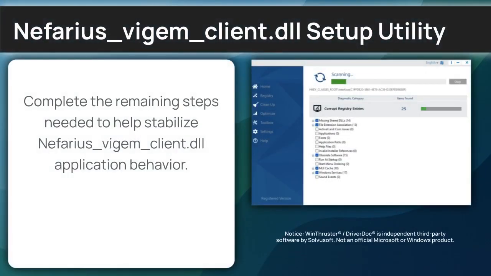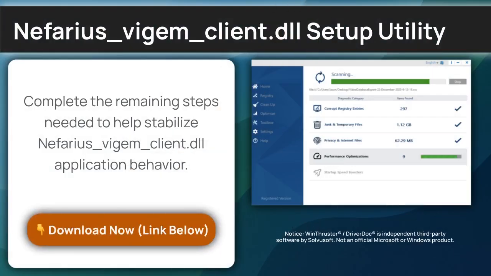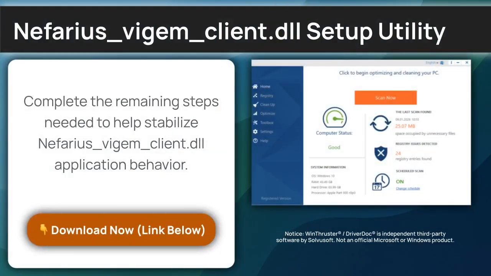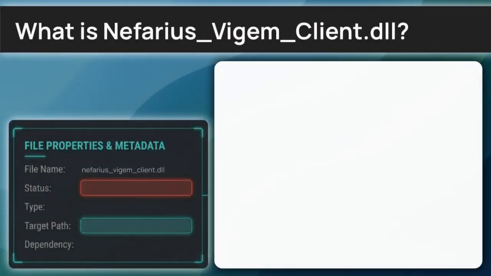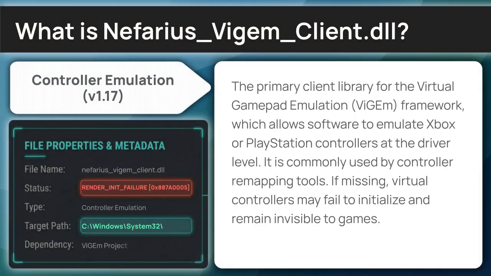Before we start the detailed troubleshooting for nefarious ViGEM Client Library, you can try the official utility to assist with system-level review. This is the nefarious ViGEM Client Library, the primary client library for the Virtual Gamepad Emulation ViGEM framework, which allows software to emulate Xbox or PlayStation controllers at the driver level. It is commonly used by controller remapping tools. If missing, virtual controllers may fail to initialize and remain invisible to games.